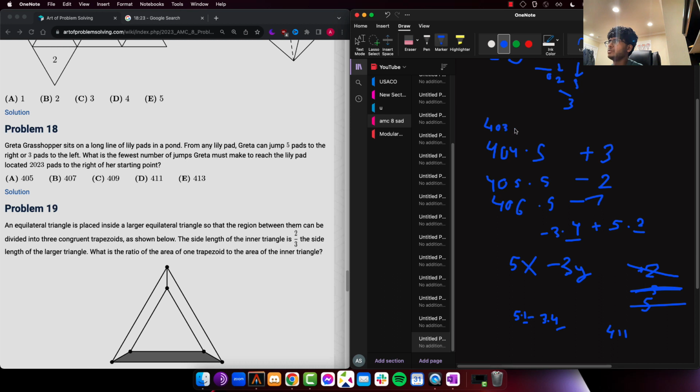403 times 5 plus, what is 8? Yeah. Then you have the same problem, right? Because you do 5 times 3 or 5 times 4, which is 20 minus. You can definitely prove this with like modular arithmetic or something, but I don't want to do it right now.